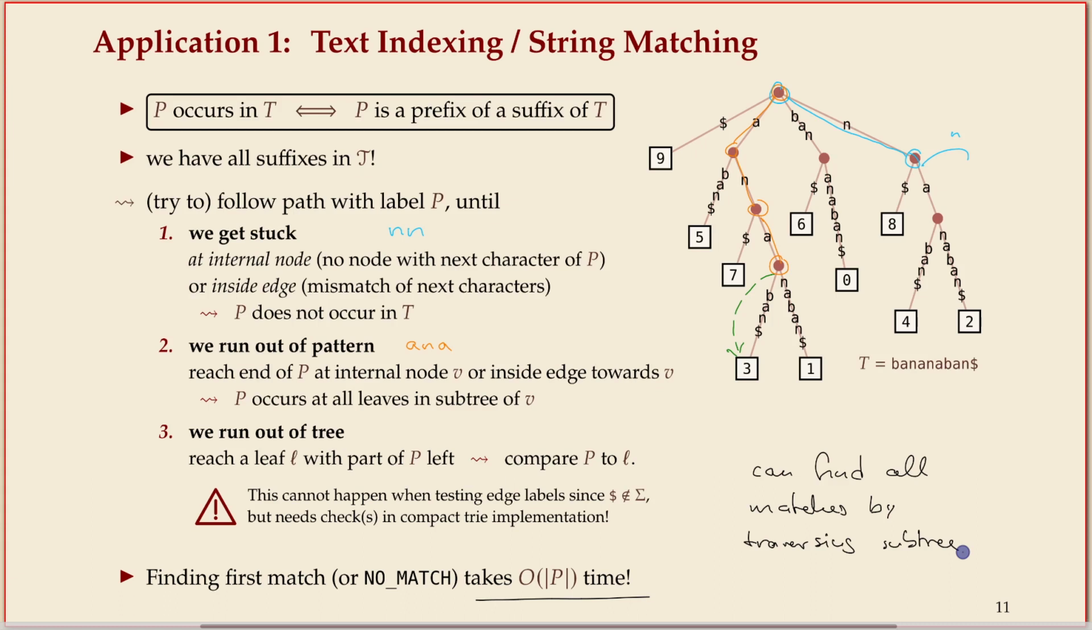If you want to find a single match, you can do it in time length of the pattern by following this one dashed green pointer. And now in this example, it's a bit silly. It's just one hop down anyways, but it could have been a huge tree. You can find all of the occurrences by exhaustively exploring the entire subtree. That actually has time linear in the number of occurrences, so it's usually also not slow.